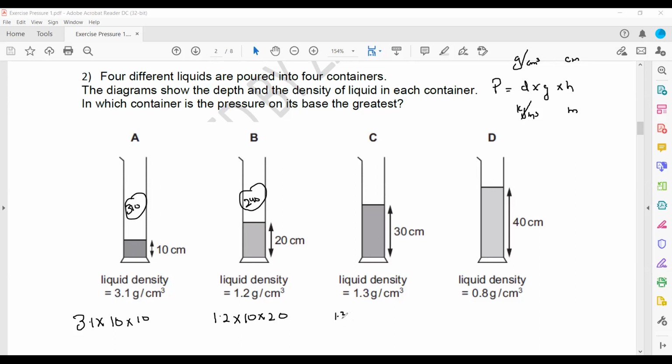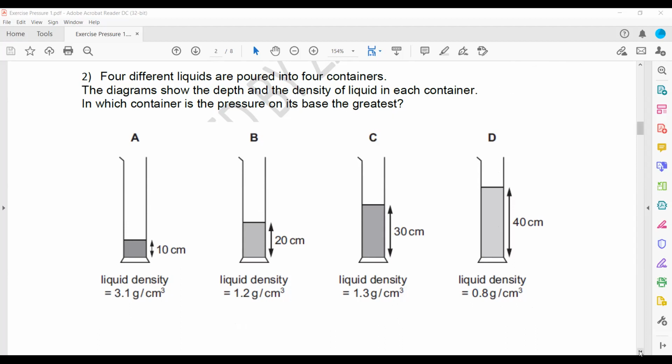When we check C, it is 1.3 times 30 times 10, because gravity is 10. So 1.3 multiplied by 10 multiplied by 30 is equivalent to 390. And when we check D, it is 0.8 multiplied by 10 multiplied by 40, which is equal to 320. So which container exerts the greatest pressure on the base? That is container C, so C is the right answer.